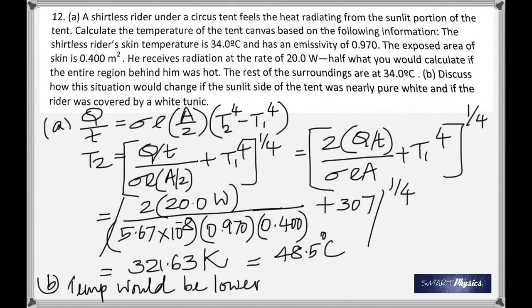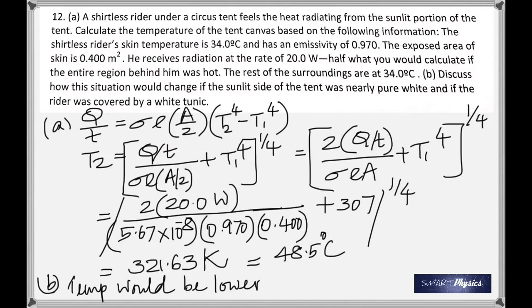Okay, in the first part, using the formula for radiation, we have Q by T is equal to sigma E A by 2, T2 raised to 4 minus T1 raised to 4. A by 2 because the problem says he receives radiation at the rate of 20 watts, which is half of what you would calculate if the entire region behind him was hot.